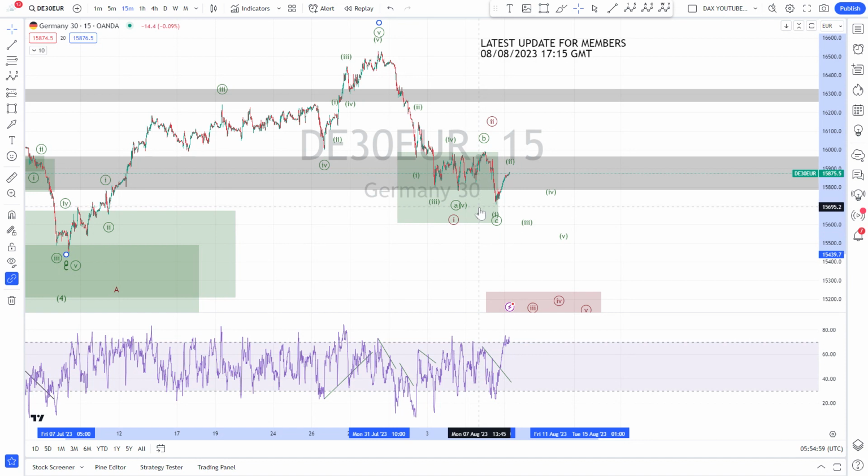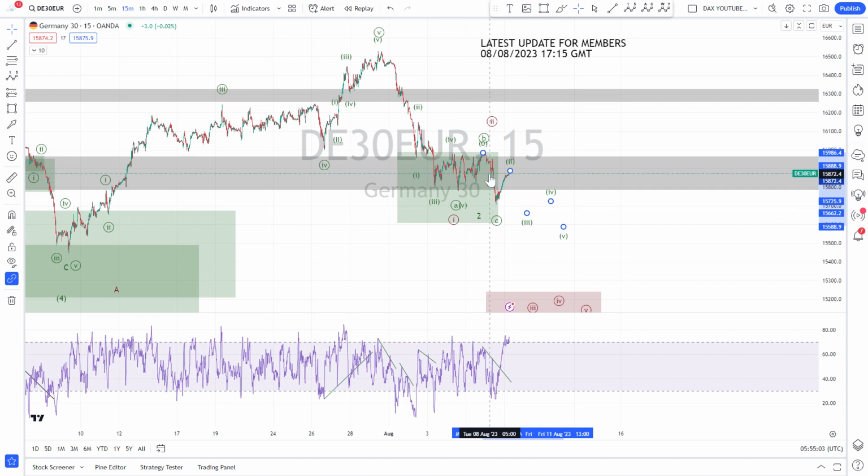So for now, let's see if we start dropping off or not soon. But look, I will keep it like this for now. Like I said, there are many variations possible here. The ending diagonal, something like this, if we start dropping now, or the wave C might be in here, a very short wave C, and then we see more upside from here. That's also a possibility.